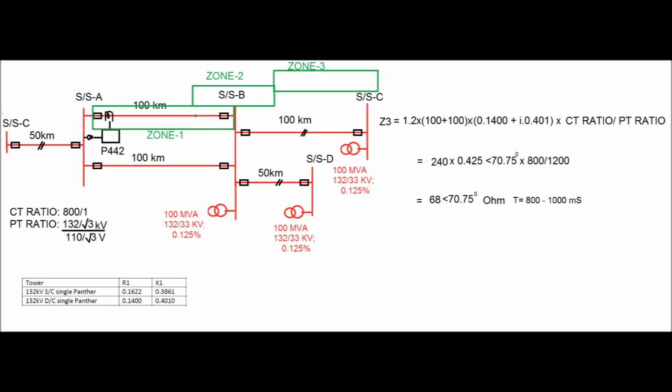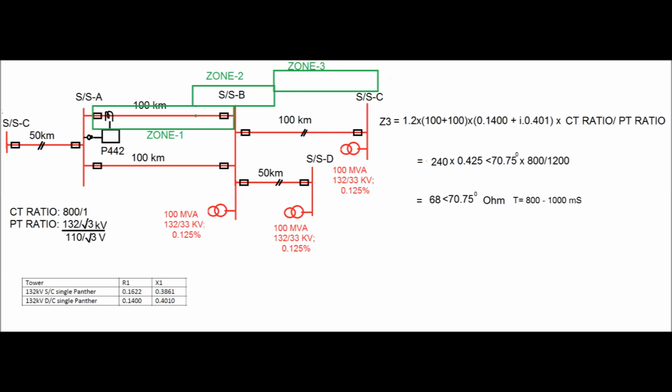Now what is the zone 3 setting of a distance relay? Zone 3 is set as a backup of the adjacent longest line setting. The adjacent longest line for line segment AB is line segment BC, that is a 100 km line. If any fault occurs in section B to C, and the relay at B end fails to clear, then the relay at substation A should operate at zone 3 time to clear the fault.